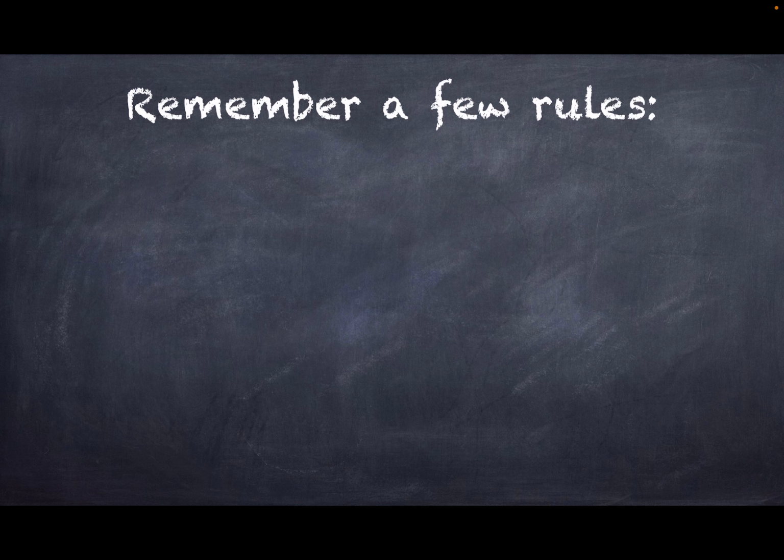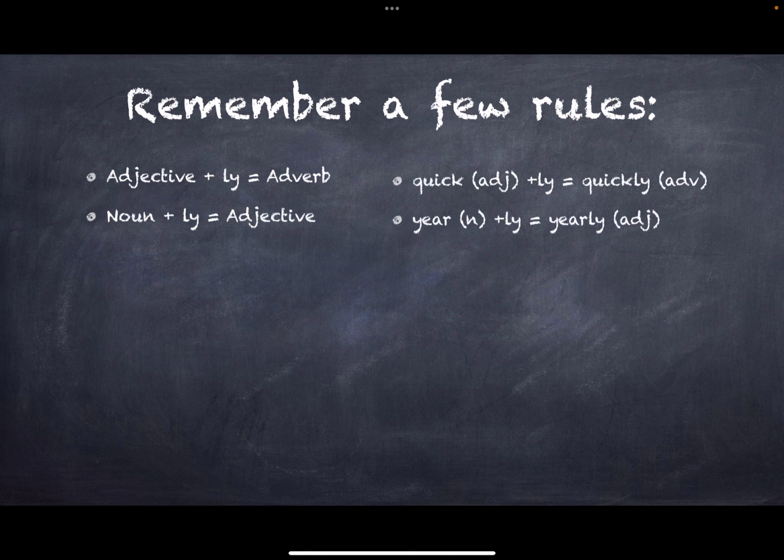A few important rules to remember with suffixes. Sometimes you'll notice that words that are different parts of speech have the same ending. For example, some adverbs end in ly, but a few adjectives also end in ly. So the way that you can know the difference is pay attention to what the root word is. What is the base of the word? So if the base of the word is an adjective and you add ly, then you get an adverb, as in quick plus ly equals quickly, an adverb.